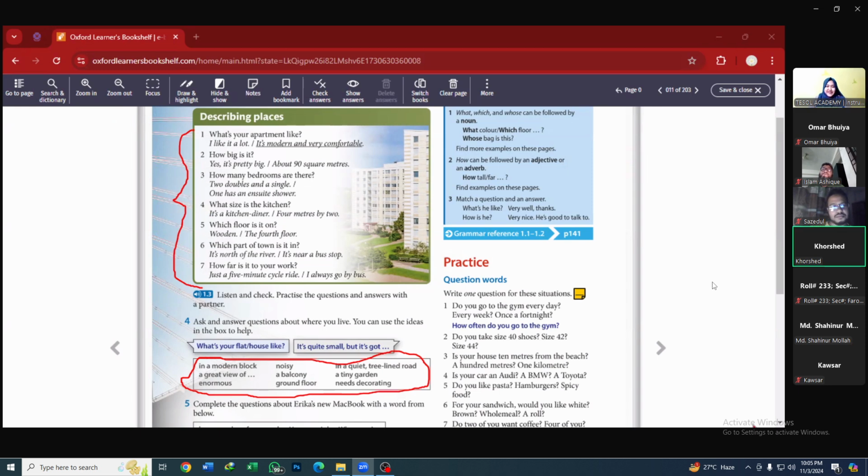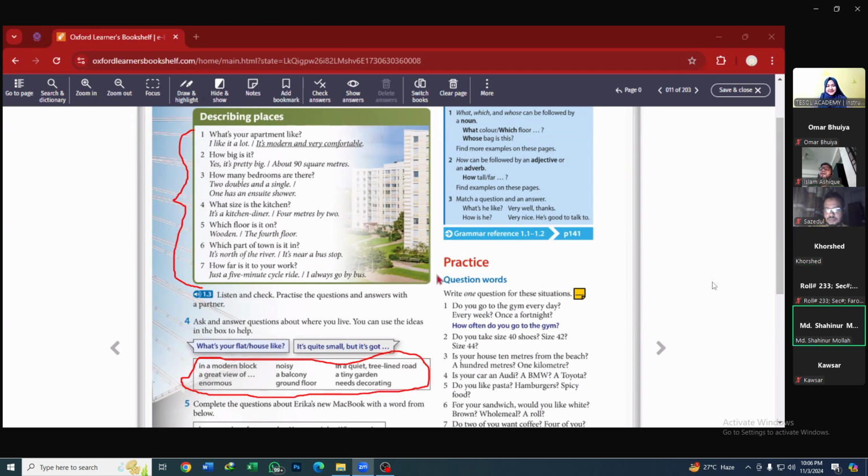Okay, next, which floor is it on? Which part of town is it in? It's in the center of a town, Savar. So it is in the center part of Savar. Okay. Yes. How far is it to your work?